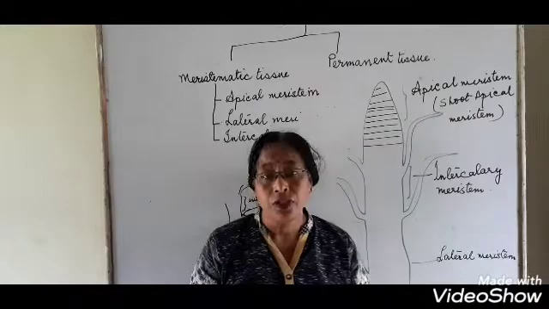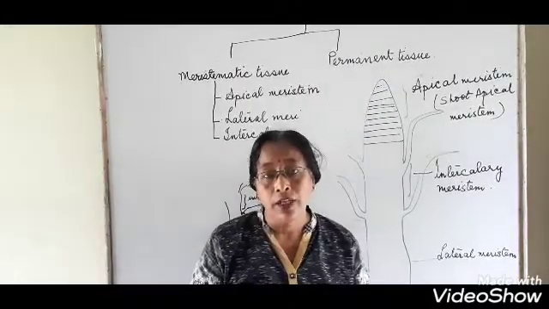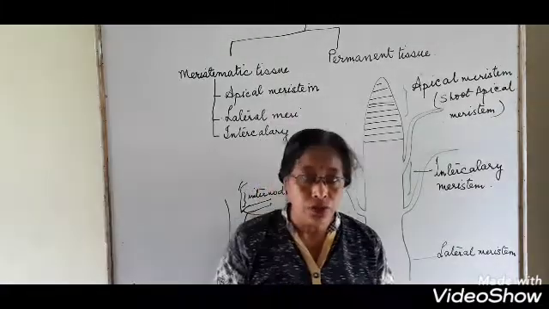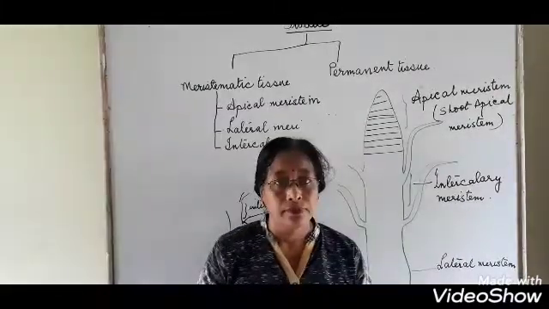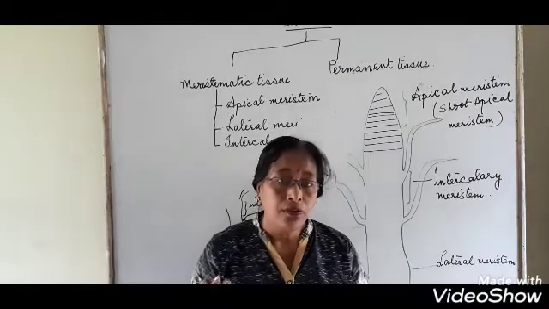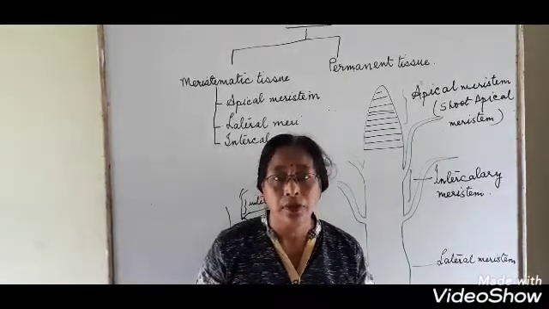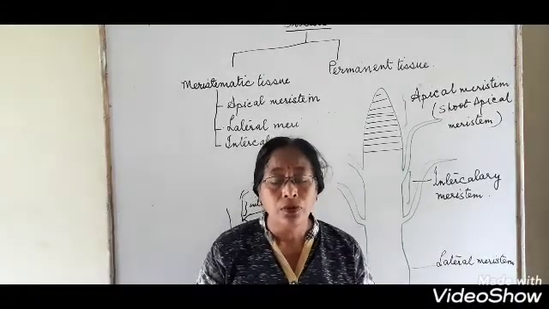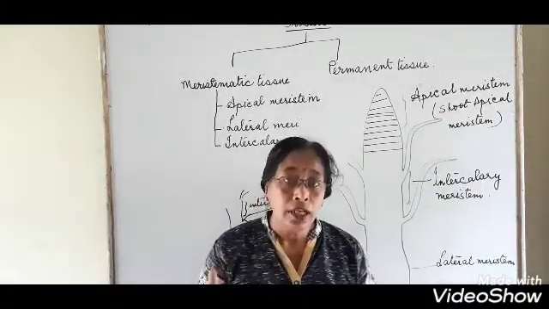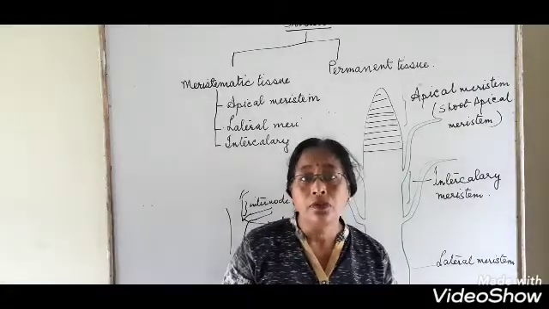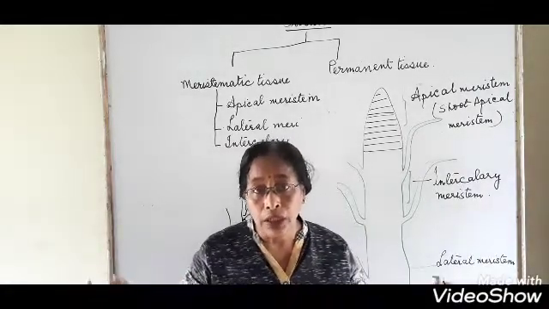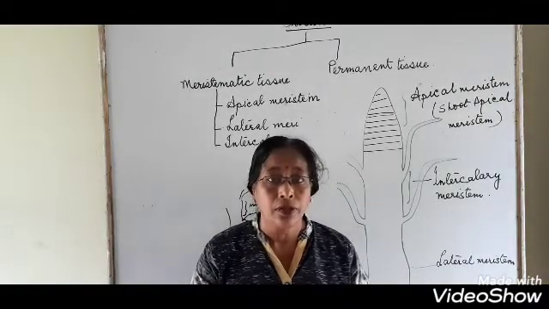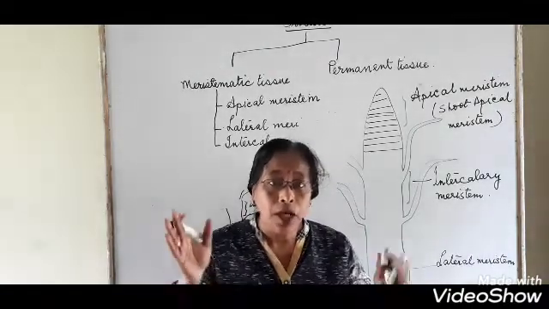The lateral meristem is of two types, the vascular cambium and the cork cambium. So we can say that the lateral meristem helps the plant to grow in girth, plus it gives protection to the plant, that is it protects the plant body.